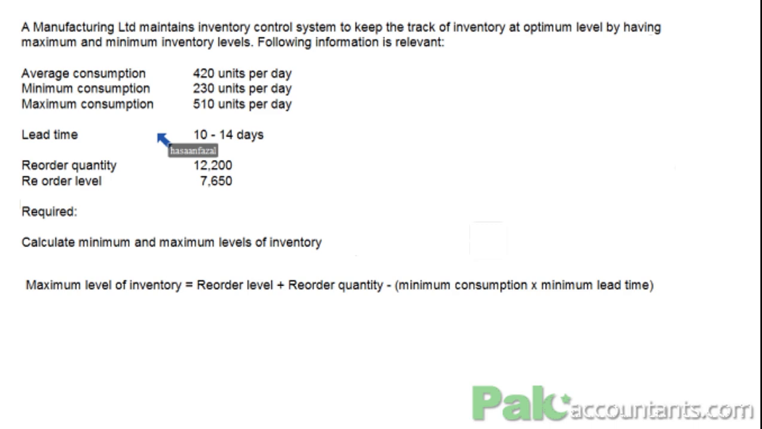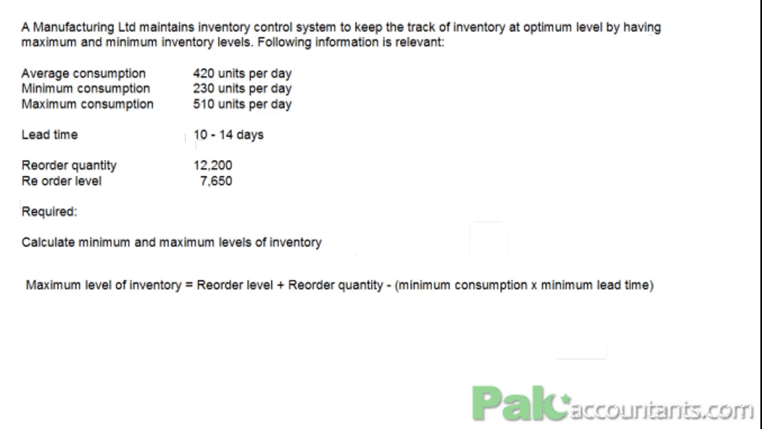Okay, minimum consumption is already provided to us, but nothing says minimum lead time is given to us, but rather we have been given a range of days that starts from 10 days to 14 days. Now this is actually telling us the minimum and maximum possible time an order can take to reach us. 10 days is the minimum possible time for a supplier to send the goods, and 14 is the maximum as he expects or as you expect. So we will be taking 10 days as the minimum lead time. Alright, now let's just put the values in the equation.